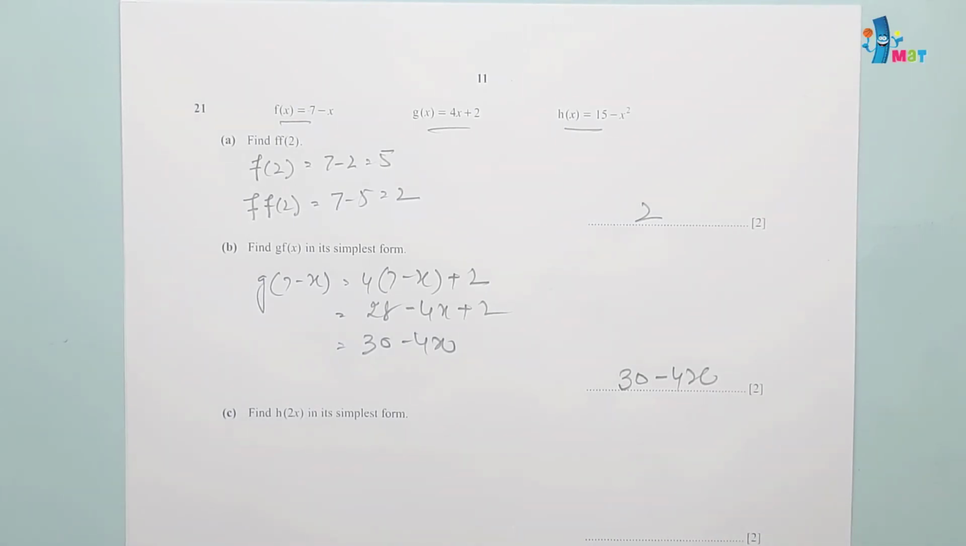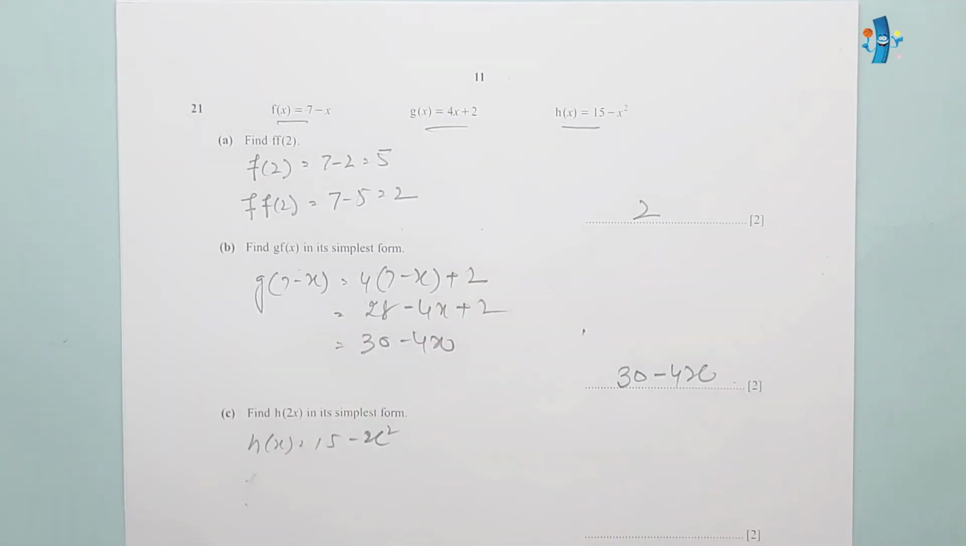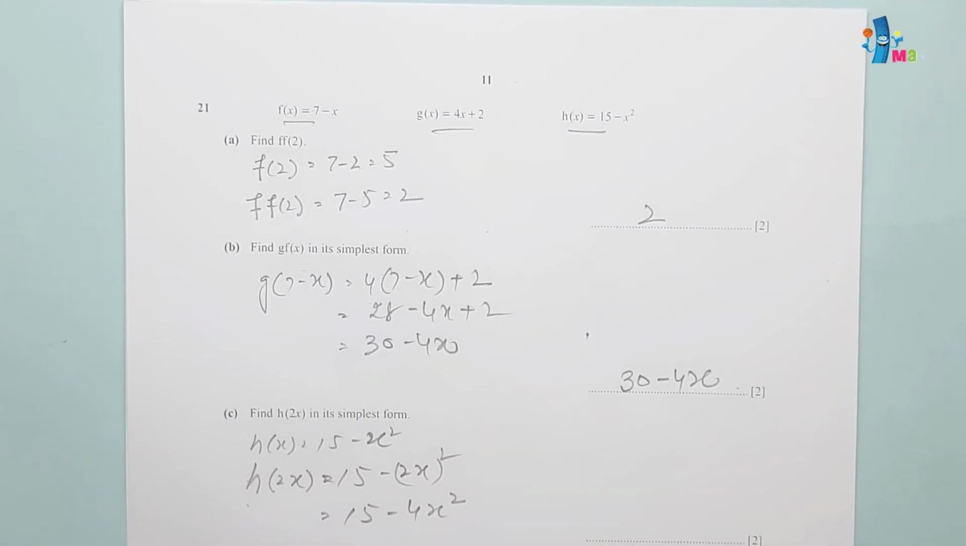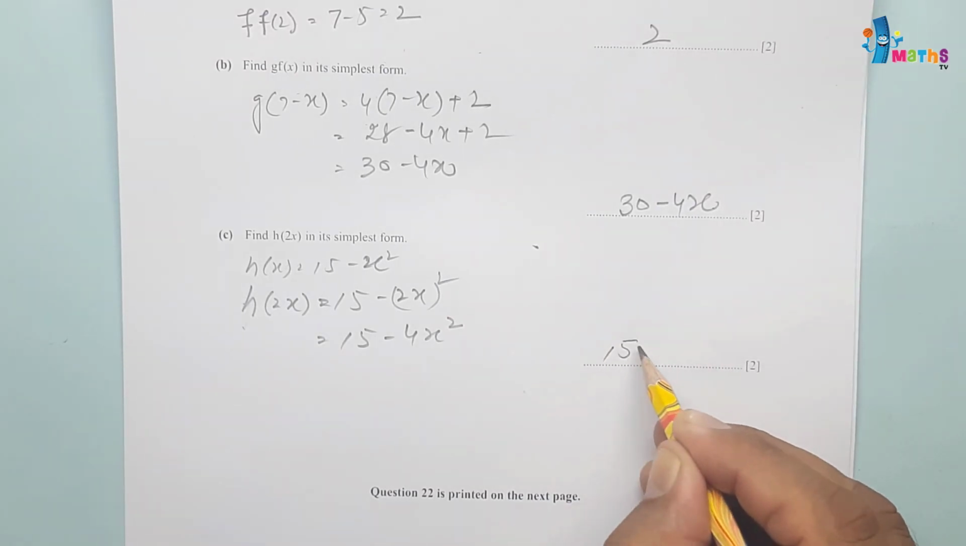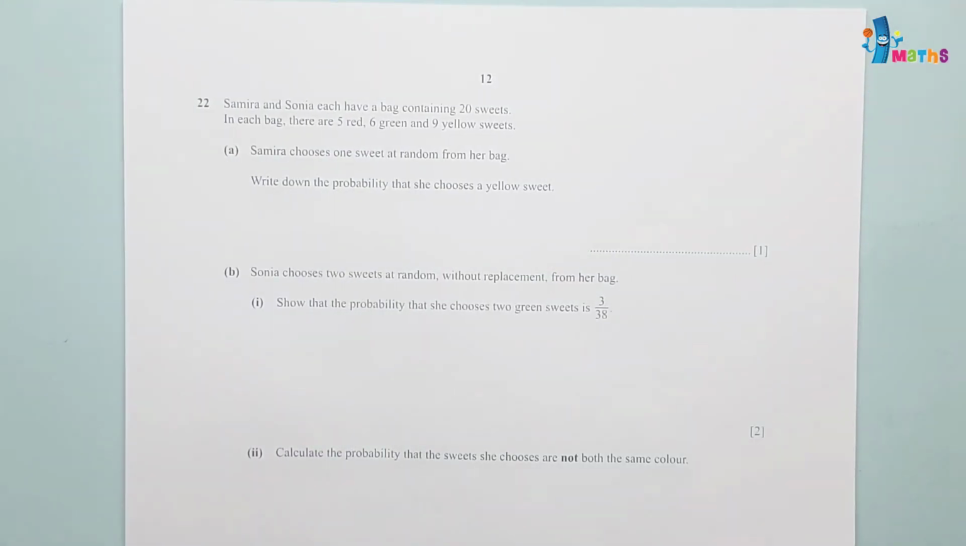Find h of 2x in its simplest form. So h of x, we know h of x is equal to 15 minus (2 minus x) squared. So h of 2x will be equal to 15 minus (2 minus 2x) whole square. This will be equal to 15 minus 4x squared. So this will be our answer, which we will write at the proper location. So 15 minus 4x squared will be our proper final answer.